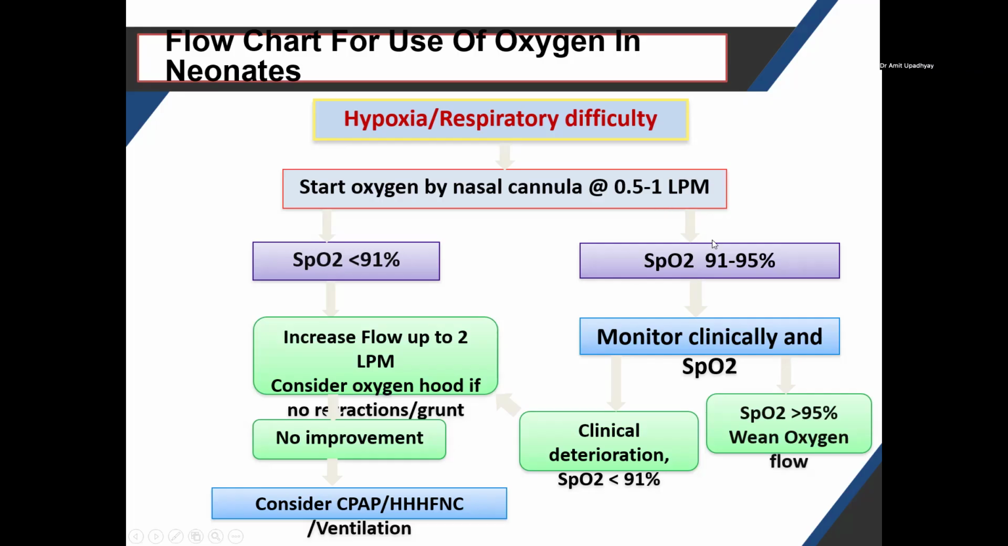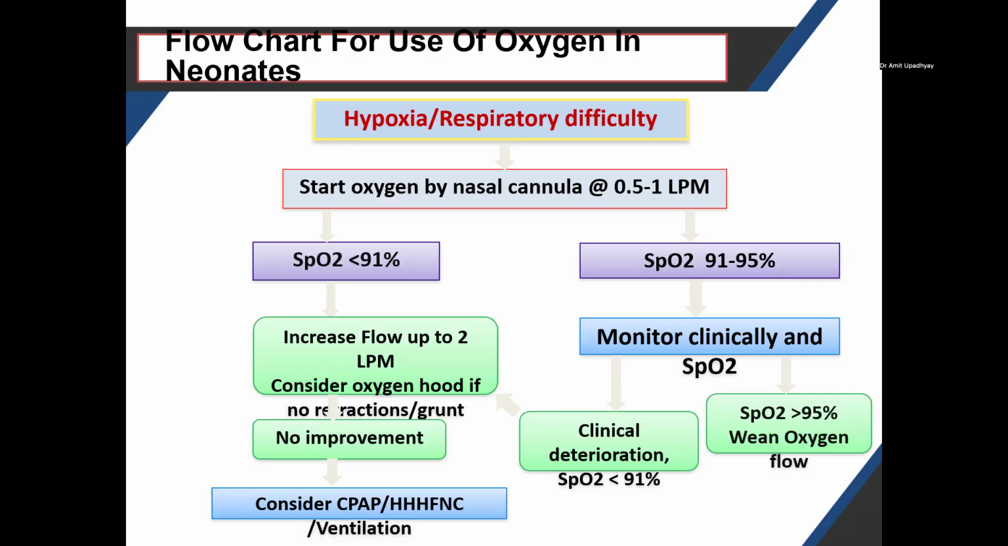If your saturations are between 91 to 95%, monitor clinically and look at the saturations. Clinical monitoring is very important. It can't be based on the monitor alone; the degree of distress has to be seen all the time. If there is clinical deterioration, that is distress is increasing, how do you monitor distress objectively? You need to do the Downes score or DVM score, Downes and Vidyasagar Morrison score as it was called, DVM scoring, or Silverman scoring. These are two very important methods to monitor.